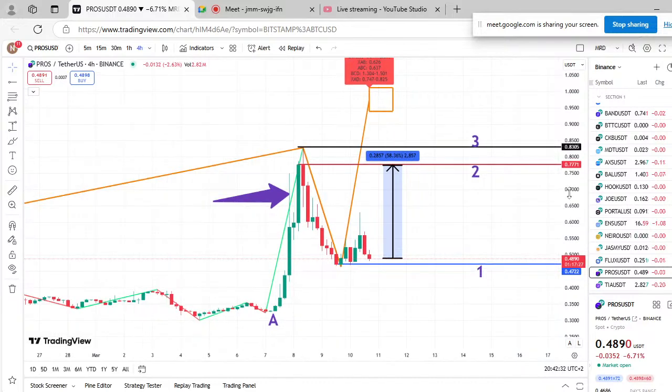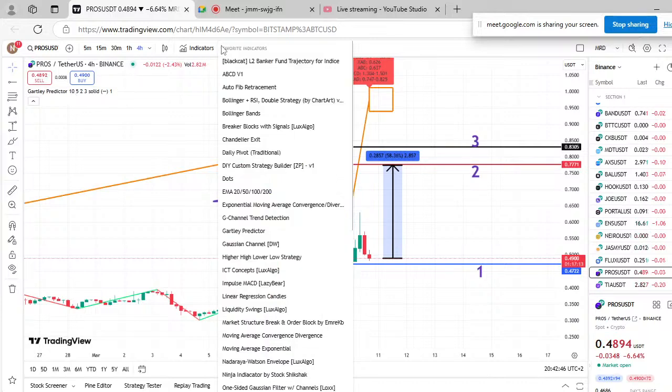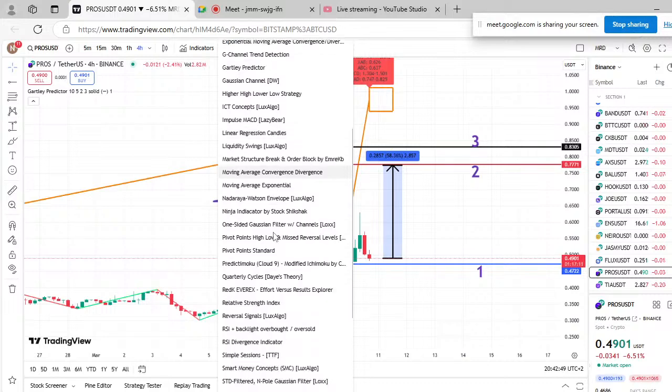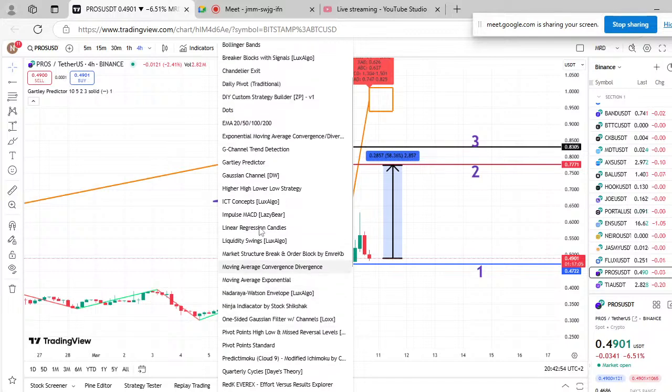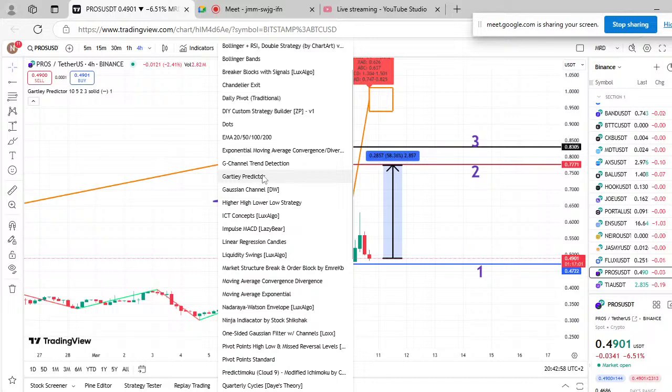Fine. May I know the name of this indicator and its settings? It is called the Gartley predictor. Let me make it big. Gartley predictor. It has settings also, but not too many. It is here, where my pointer is. Are you seeing it? It is Gartley. Yes, Gartley.